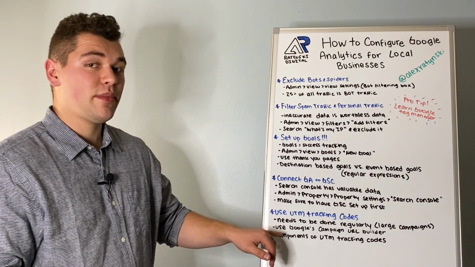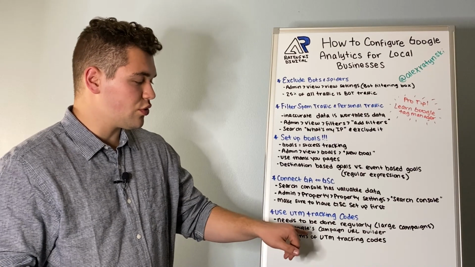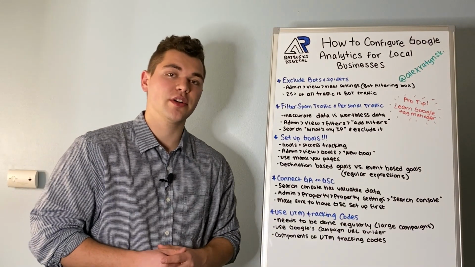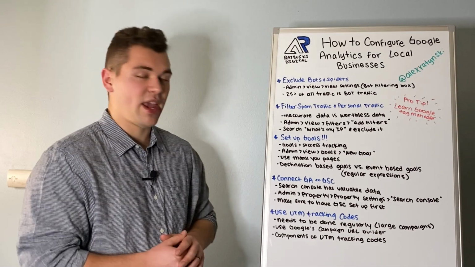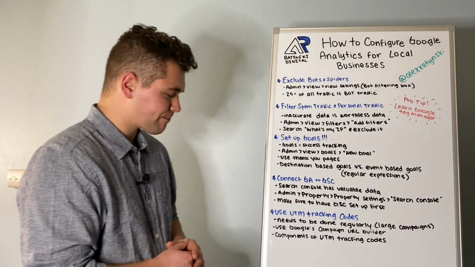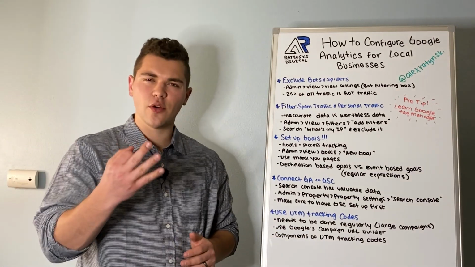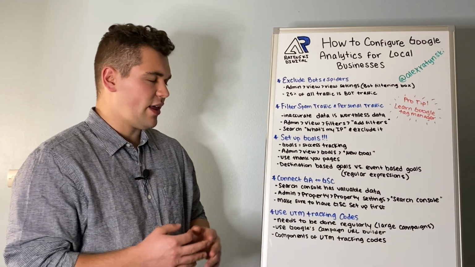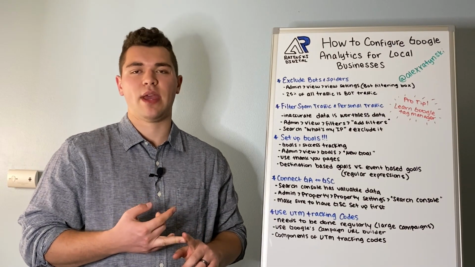We can actually set this up. For anyone who's interested in setting up their UTM tracking code, you can use Google's campaign URL builder. And we will make sure to link to that exact page here in the notes below. But there's a couple different components of a UTM tracking code. Now we're just going to focus on 3 today, and those being the medium that they came from, the source, and then the campaign name.